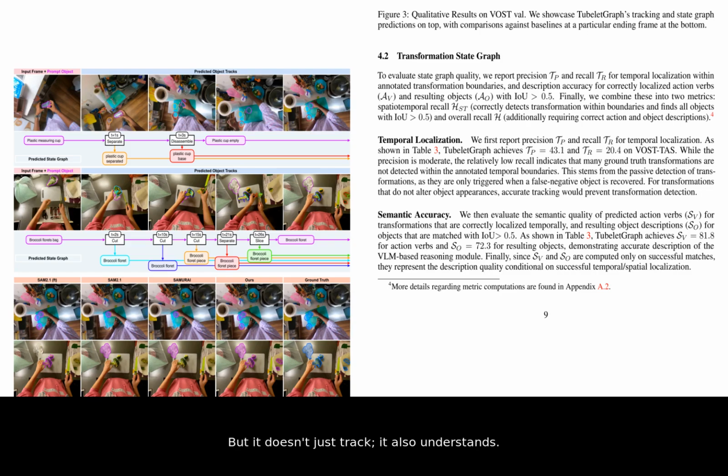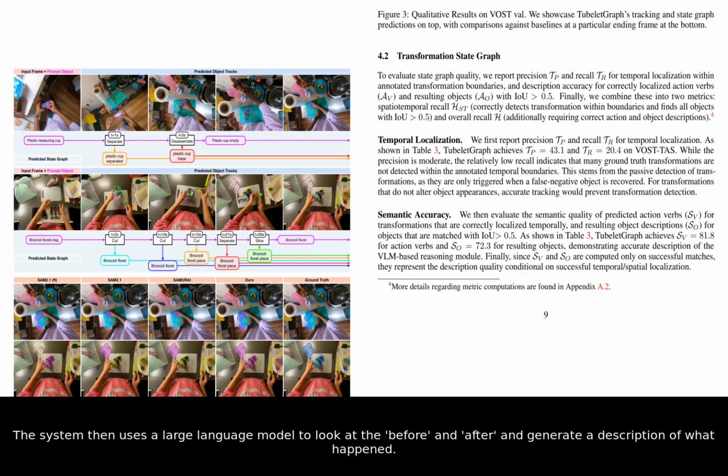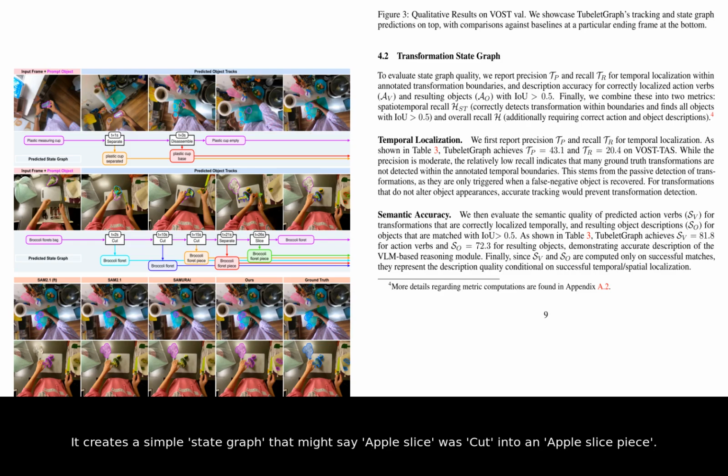But it doesn't just track, it also understands. The system then uses a large language model to look at the before and after and generate a description of what happened. It creates a simple state graph that might say apple slice was cut into an apple slice piece.